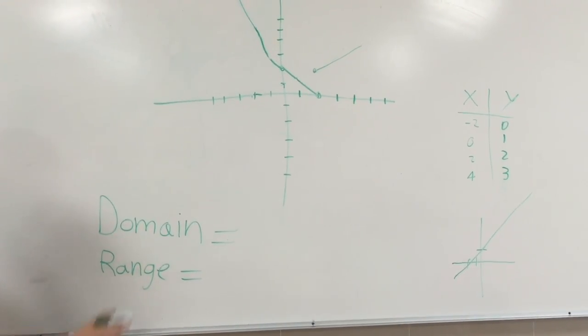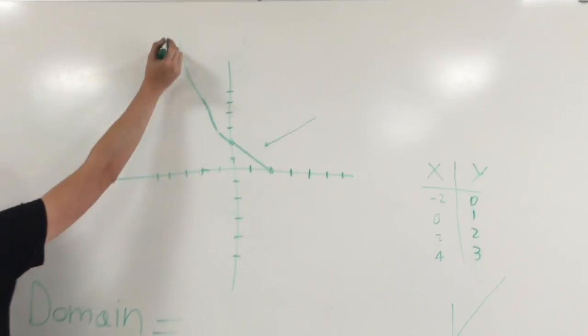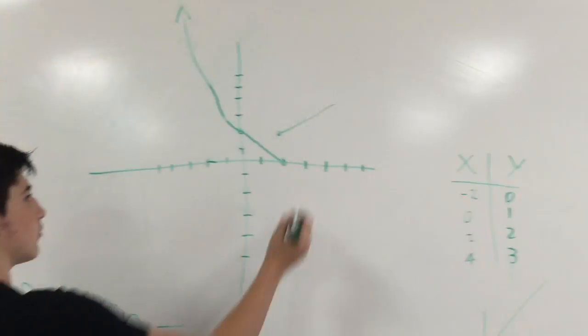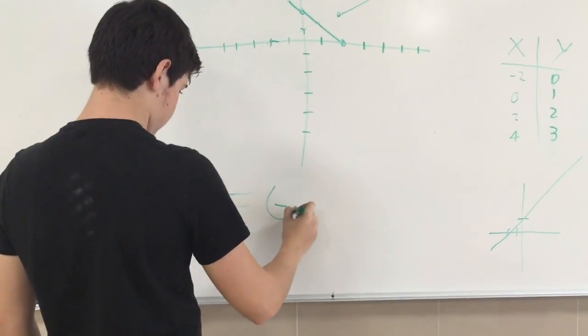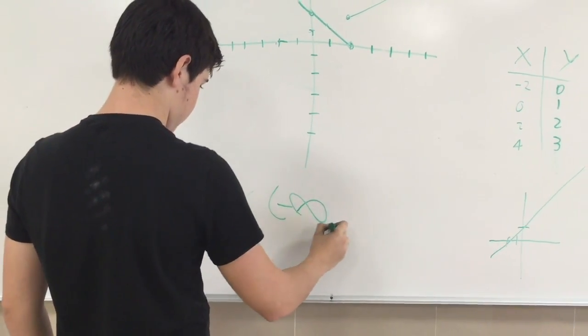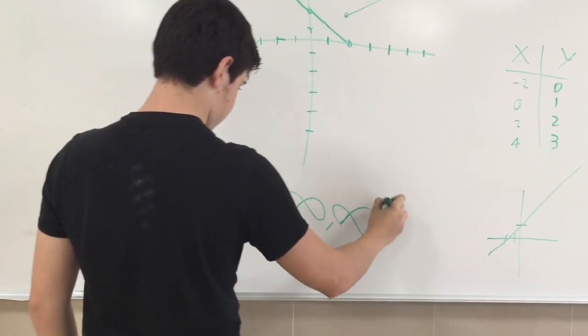Now to get the domain, as you can see, it goes from negative infinite to positive infinite. So we are gonna graph with a parenthesis. It's infinite to infinite.